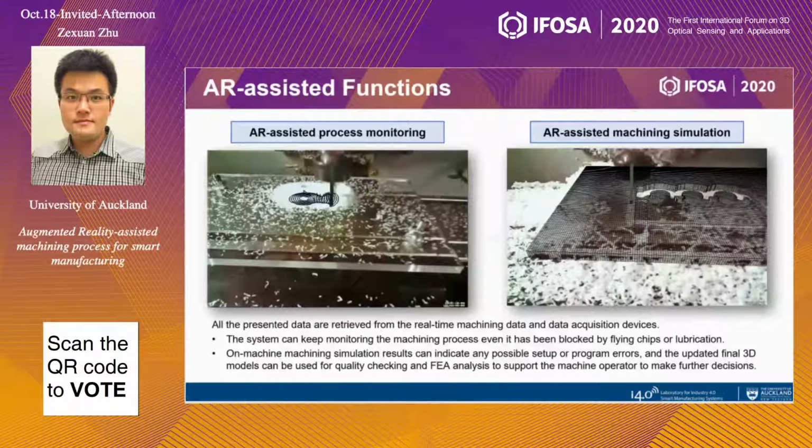Here are some features that can be achieved by our Ibindo system. The AR-assisted process monitoring can significantly enhance the visibility of the machining process, especially when chips and coolant are blocking users' views in the real machining environment. On the right-hand side, the on-machine simulation results can indicate any possible setup or program faults, and the updated final 3D model can be used for quality checking and further FEA analysis to support the machine operator to make further decisions.